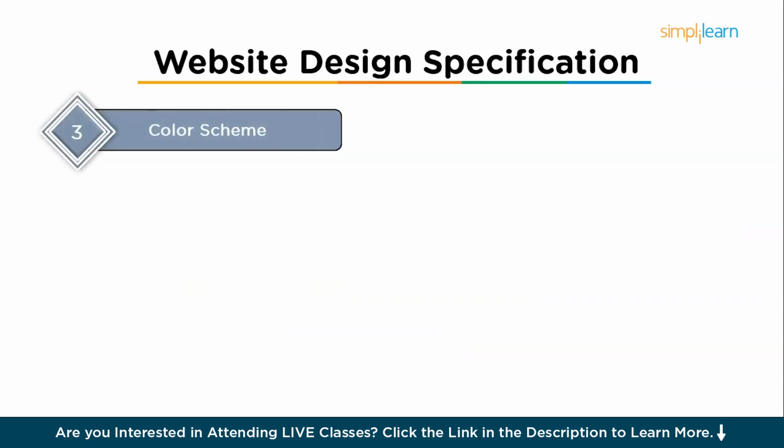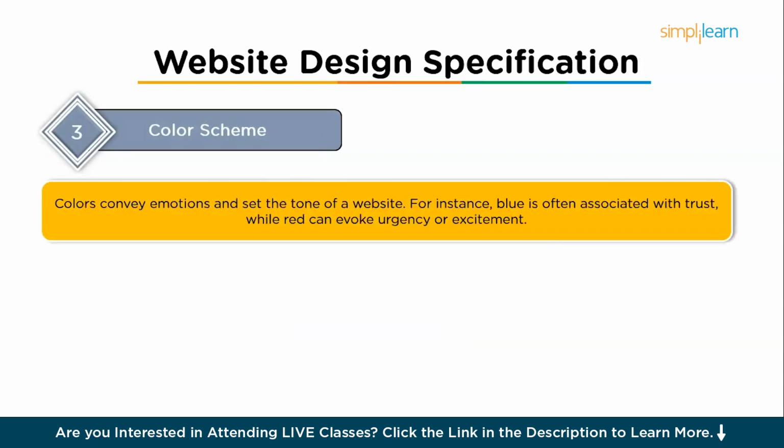The third one is color scheme. Colors convey emotions and set the tone of a website. For instance, blue is often associated with trust, while red can evoke urgency or excitement. The color scheme needs to align with the website branding and goals. Key points to consider, the first is brand consistency. Use colors that reflect the brand's identity.